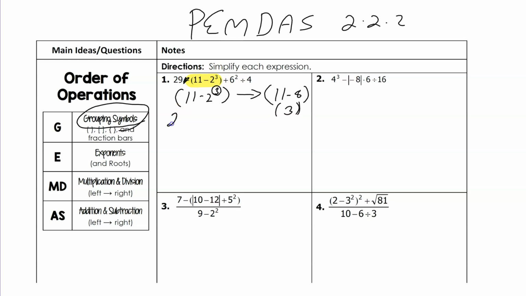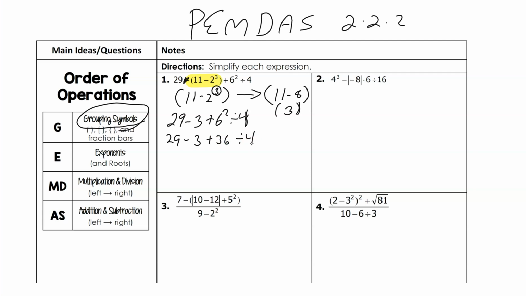So that gets us 29 minus 3 plus 6 squared divided by 4. All right, so we've gone ahead and taken care of that. So now we go ahead and restart our process. Are there any parentheses here? There are not. Any exponents? Sure, there's a 6 squared. Well, what does 6 squared get us? That gets us 36. So now we have 29 minus 3 plus 36 divided by 4.